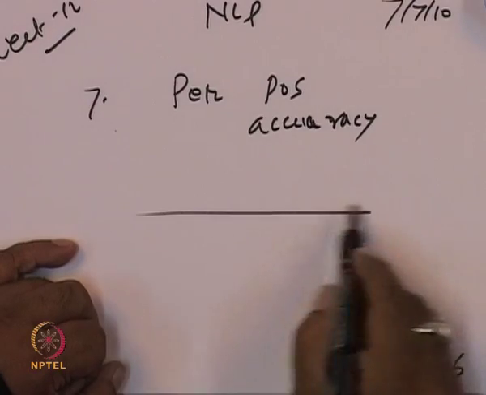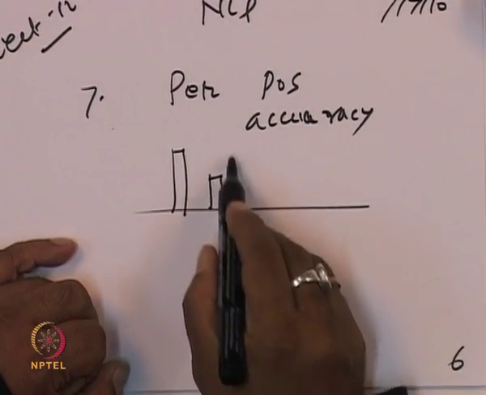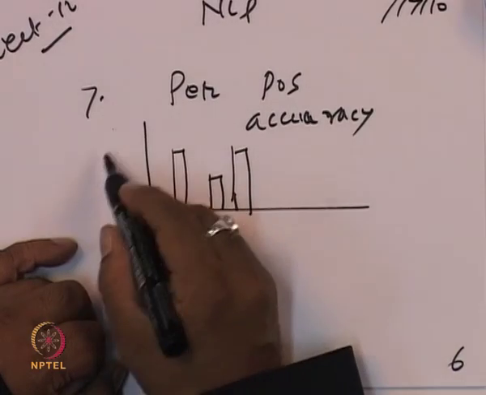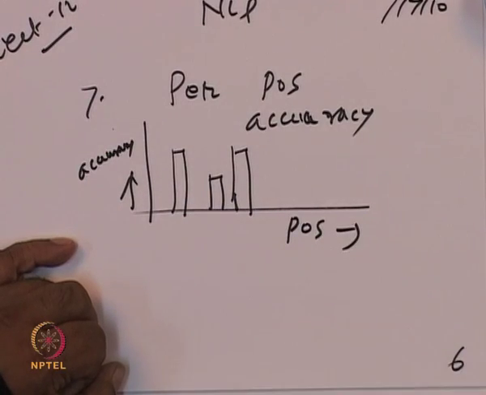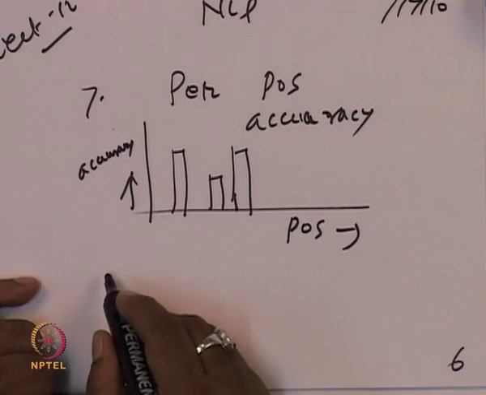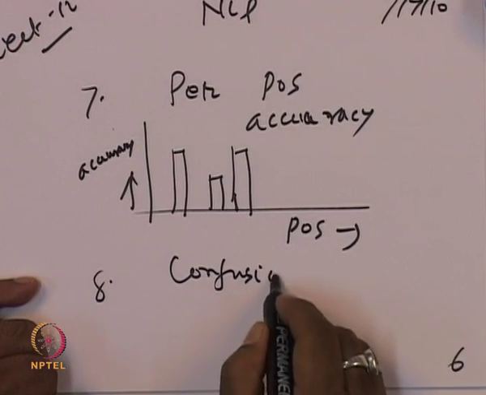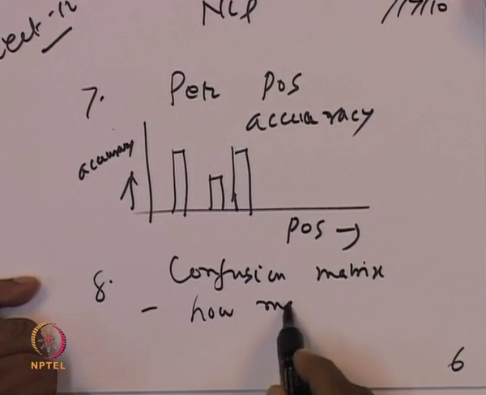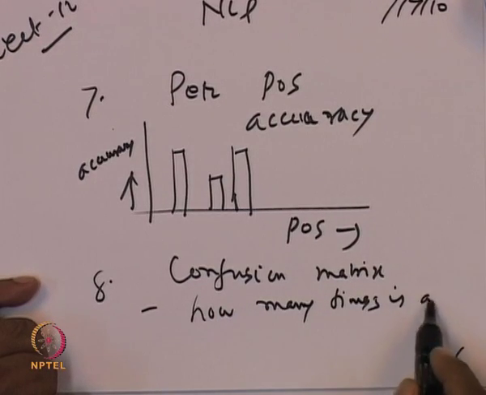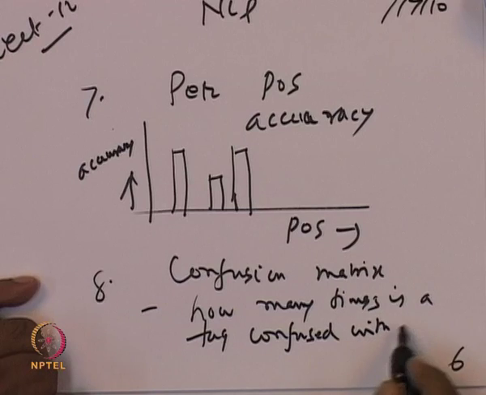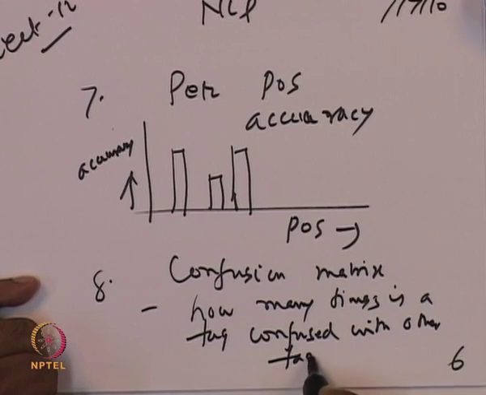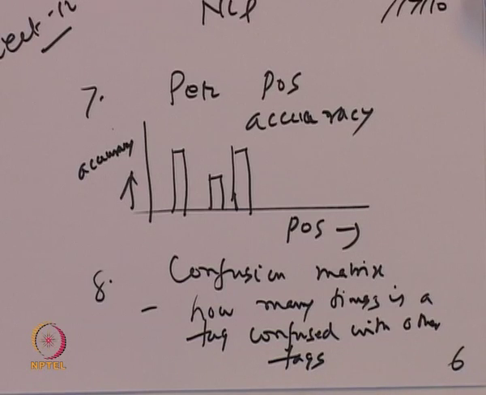which is in the form of a bar chart. Okay, looks like buildings. This is accuracy in the y axis and POS in the x axis. We have also discussed the confusion matrix. How many times is a tag confused with other tags? All right. So, these are absolutely fundamental points about part of speech tagging, which have to be always kept in mind.